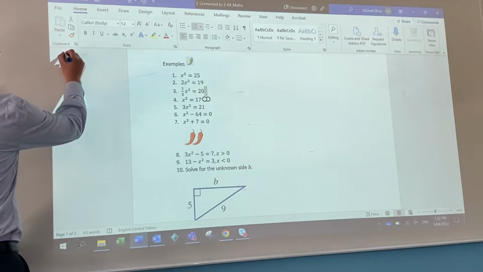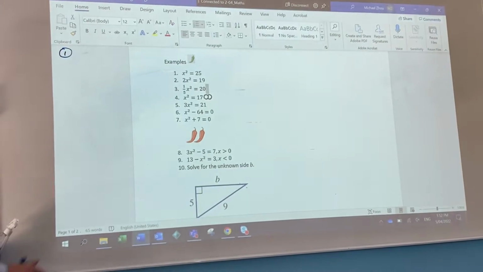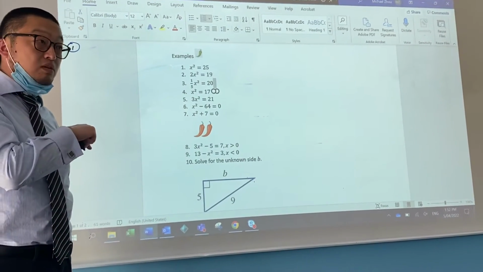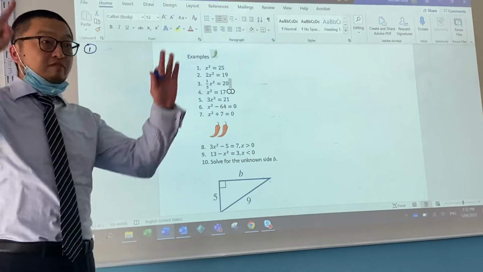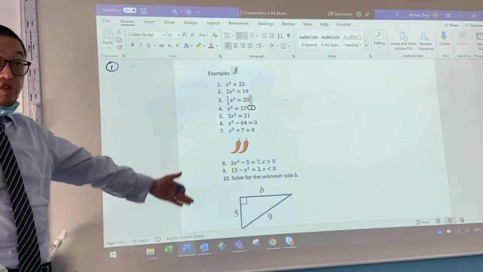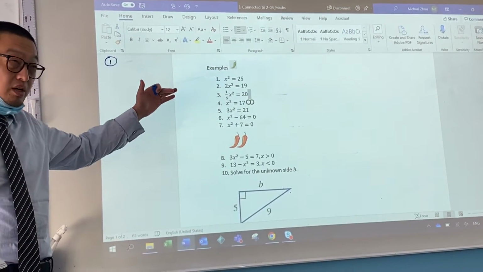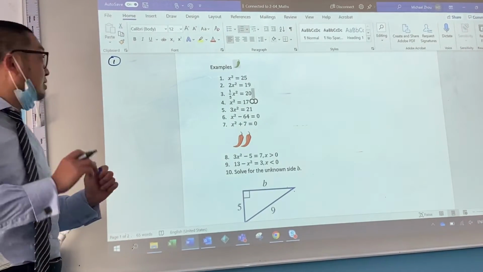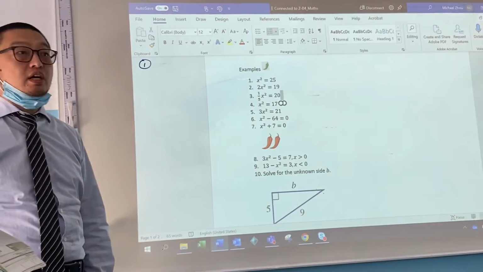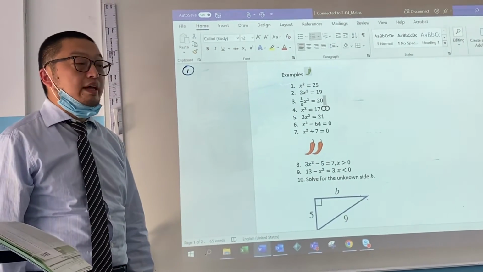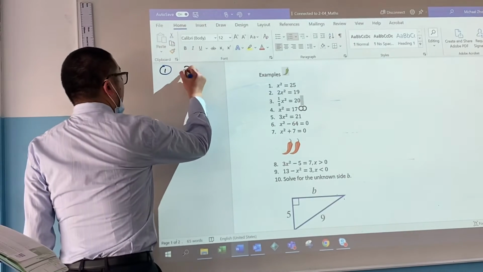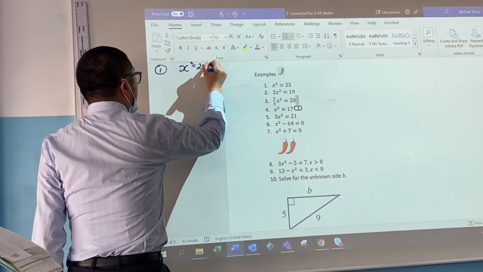Okay, let's do the first one first. Whatever working out I'm going to write on the board now, not those 3 questions which will investigate what's going on, right? These are the actual examples. Whatever working out I'm going to write now, that's the working out I want you guys to follow, and in exam, obviously. Okay, x squared equals 25.